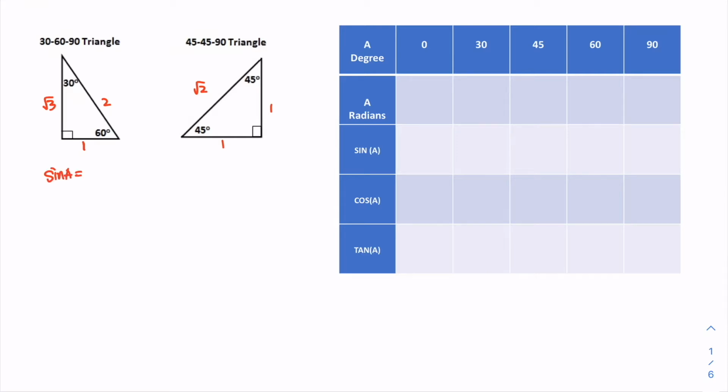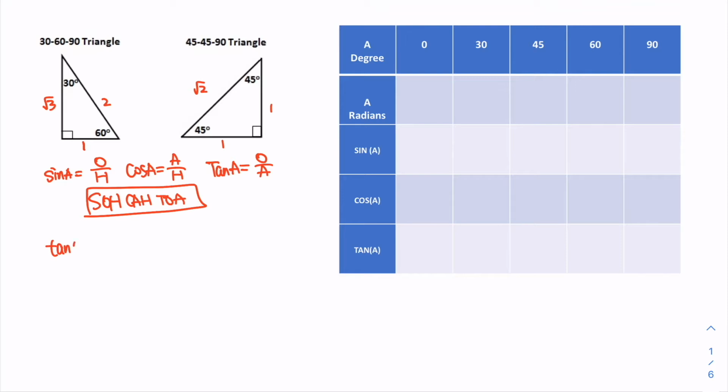Sine of A equals opposite over hypotenuse. Cosine of A equals adjacent over hypotenuse. Tangent of A equals opposite over adjacent. So tangent of A equals sine over cosine. Cosecant of A equals 1 over sine of A. Secant of A equals 1 over cosine of A.